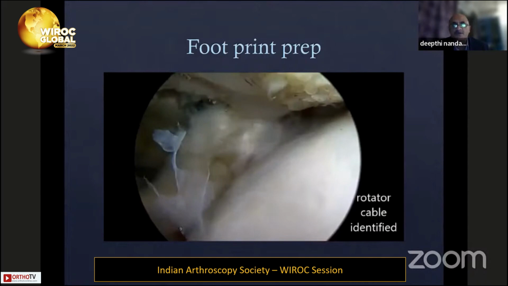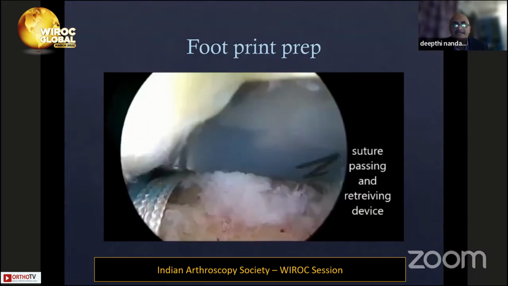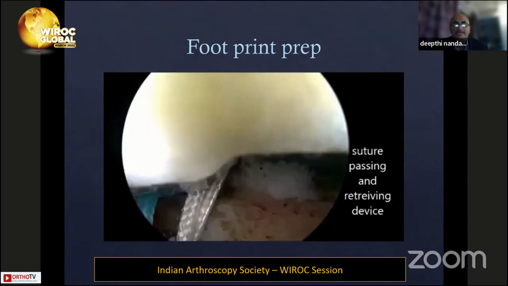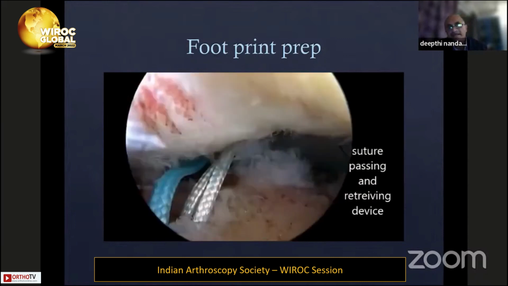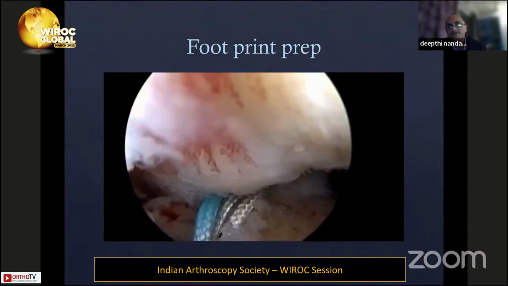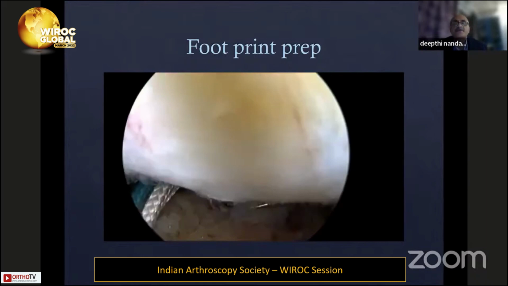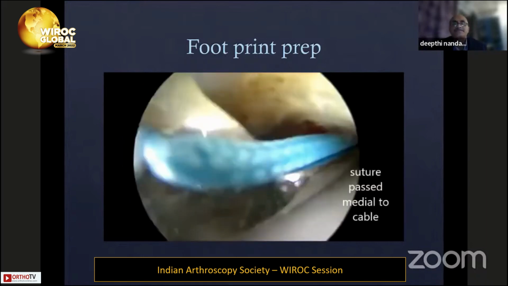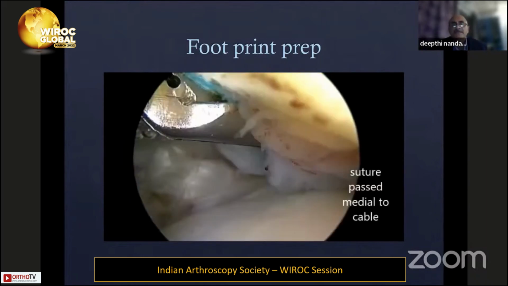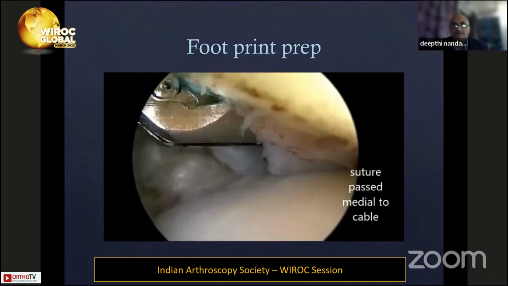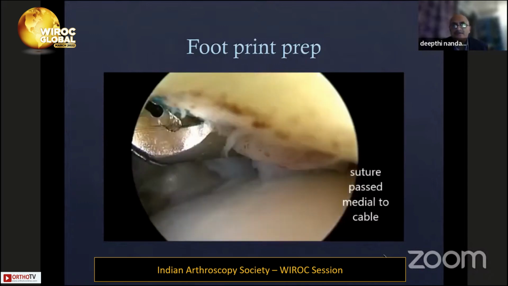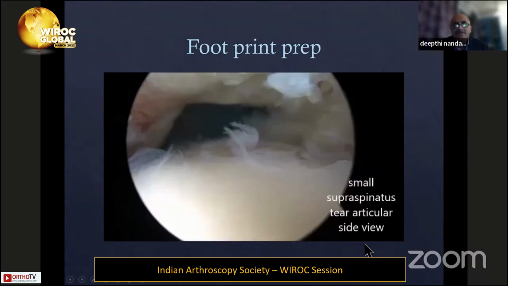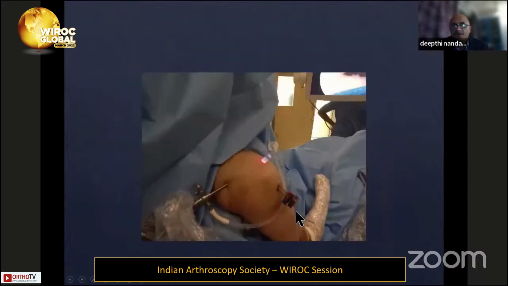But what you just saw was the cable, and this bite should actually hold the cable so that anything lateral to the cable will be plastered onto the footprint. So you get good bone to tendon apposition. And that's the suture going just medial to the cable of the rotator cuff. Once that is done, we go on to passing the sutures out through the lateral portal, where we're going to put the lateral row anchor.